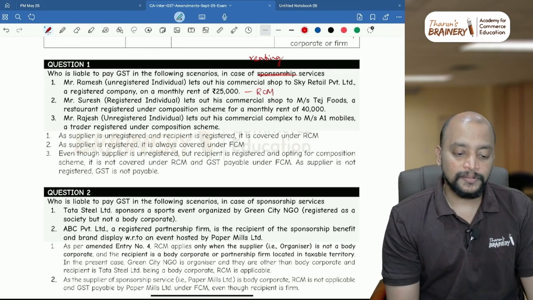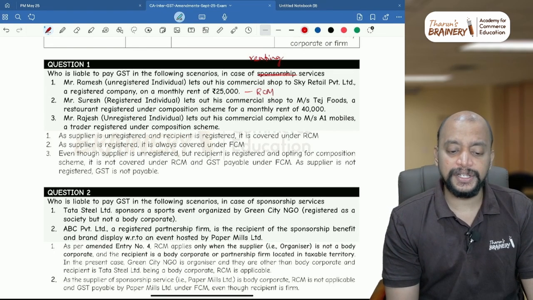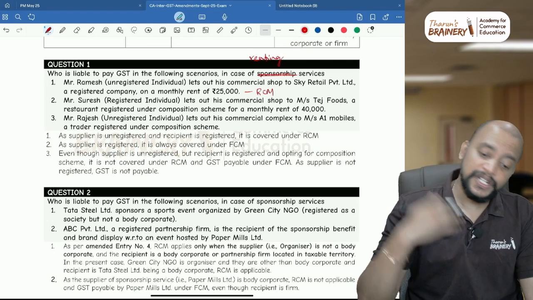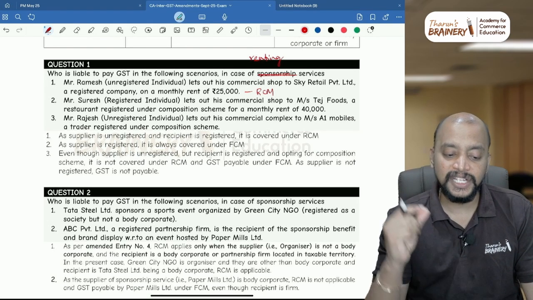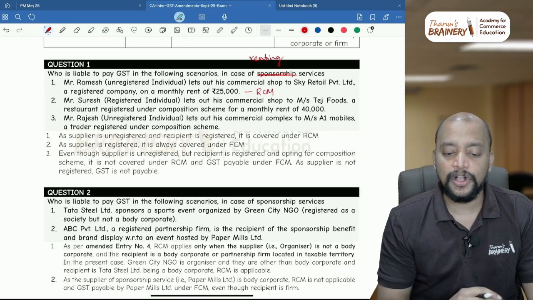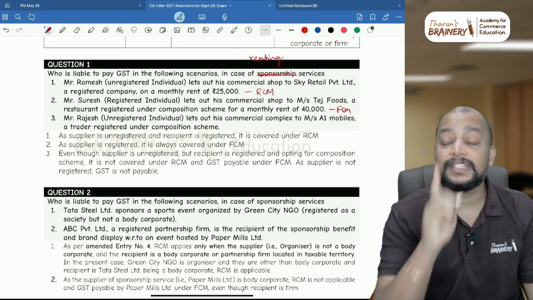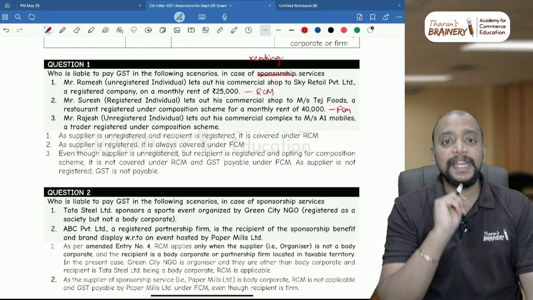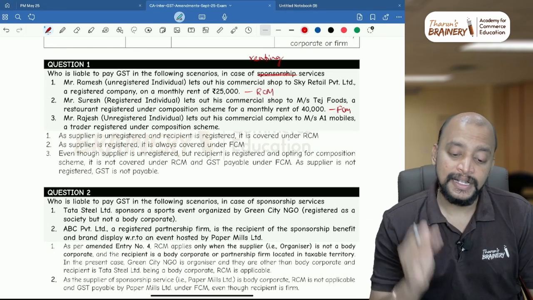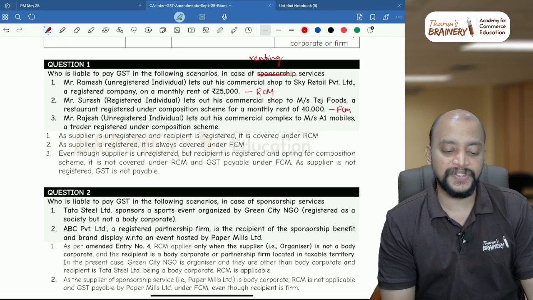Next, number 2. Suresh is a registered individual, lets out his commercial property to Messrs. Tej Foods, a restaurant registered under composition scheme, for a monthly rent of 40,000. Definitely FCM. Why? Supplier is registered. When supplier is registered, don't check anything else. Supplier is registered, definitely it will be FCM.